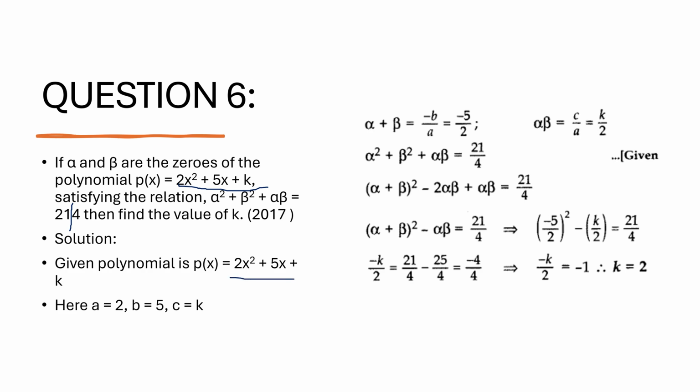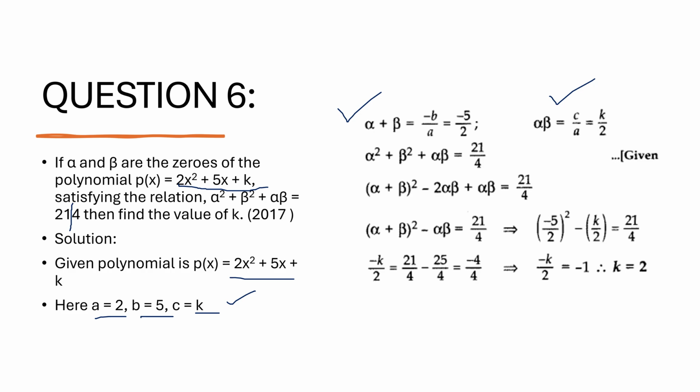Again, what is the first step as I've taught you? A is 2, B is 5, C is k. The best thing is, kids, that you write down what is given. Sum of the zeros, alpha plus beta, is minus b upon a, and alpha beta is c upon a. So you got minus 5 upon 2 and k upon 2.